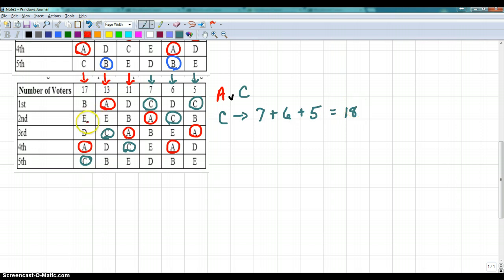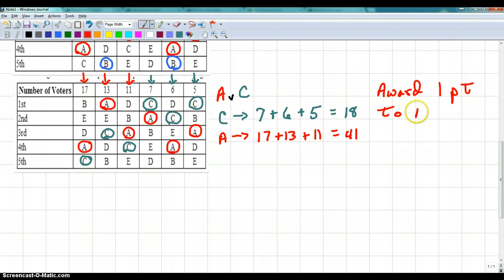Then for A, we're going to be looking at the first, second, and third columns. A has 17, the second column is 13 votes, and then the third column is 11 votes. Then we add that together and get 41 votes total. We'll note that A will be awarded a point and C will not be awarded any points. So we will award 1 point to A.